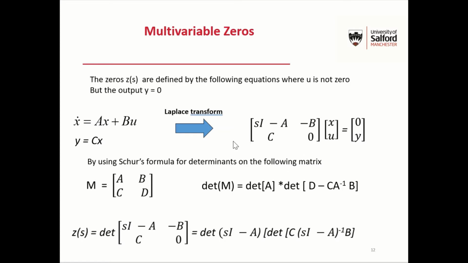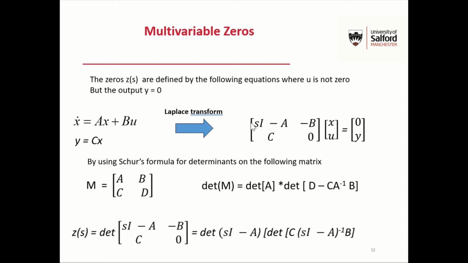So to analyze this problem, we can deploy something called Schur's formula. He's a German mathematician who realized if we got some matrices A, B, C, D, and we wanted to work out the determinant of this matrix, we could subdivide it into four parts. So the determinant of this matrix is given by determinant of A times determinant of D minus C A to the minus 1 B, where those matrices have those effects there.